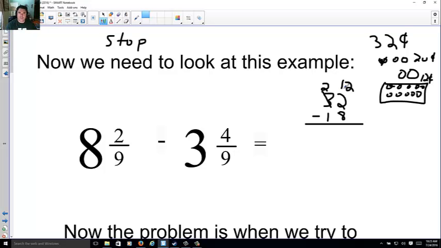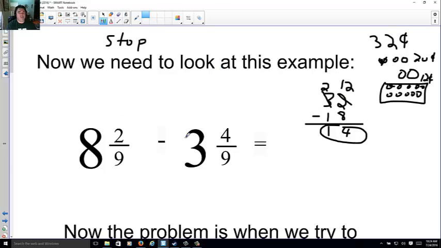Now, I know for a lot of you this is boring review, so I'm going to try to hurry through this, but some of you might be a little rusty, and that's why we're doing this one time. So, we took this 3 and made it 2, and turned this 2 into a 12. Now, 12 minus 8 is 4, and 2 minus 1, well, is 1. So, 32 minus 18 is 14.